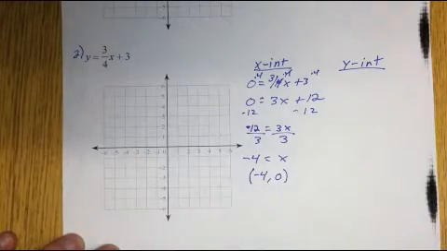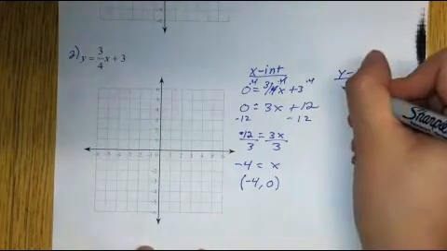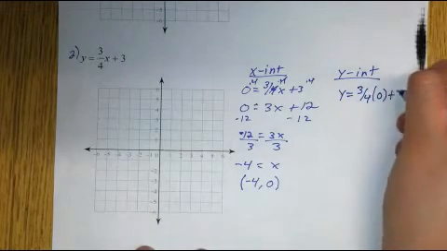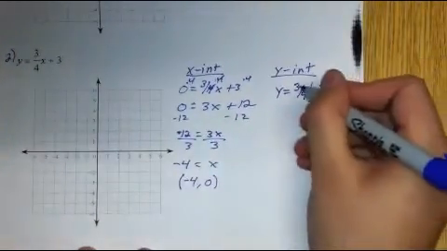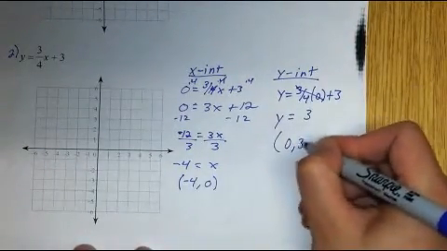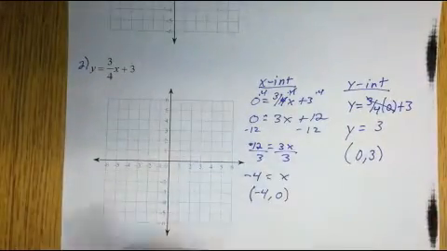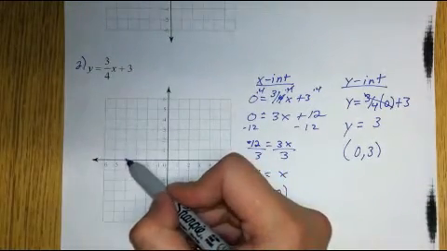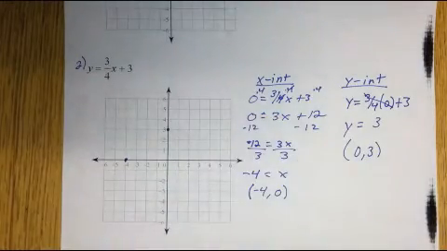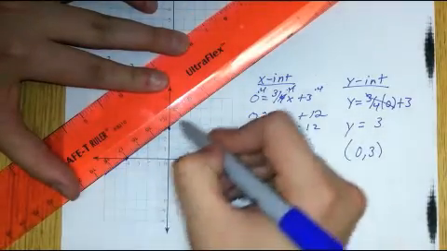And you're done. Okay, substituting in to get my y-intercept, I'm going to substitute 0 into x. Zero times anything is 0. You're left with y equals 3. 0, 3 is your y-intercept. Okay, plot those points. -4, 0, and 0, 3. Okay. Make your line, and you're finished.